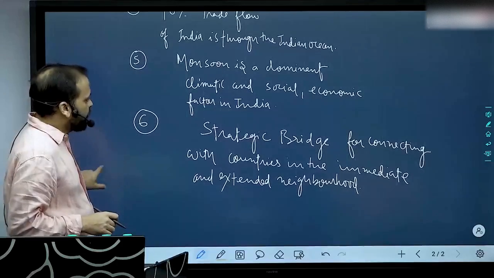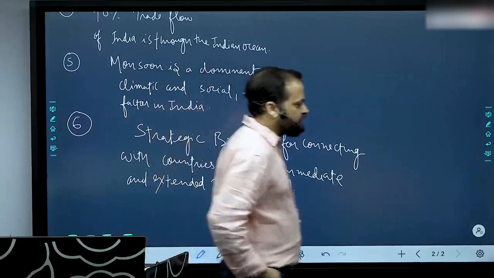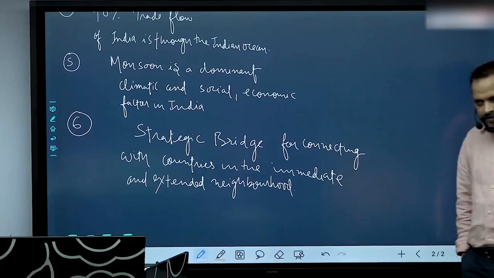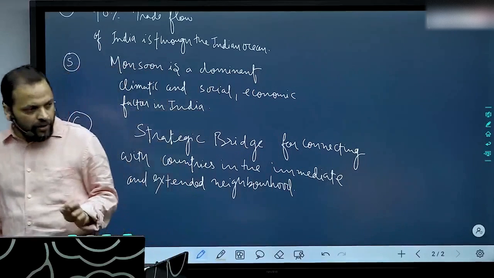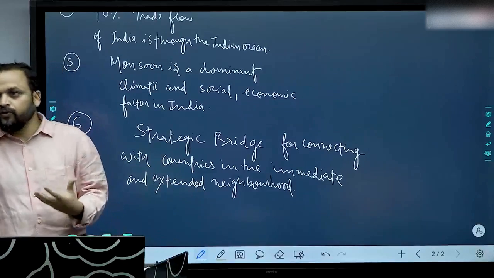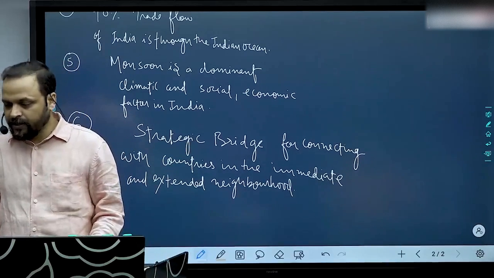So I hope these six points would be enough to give you a sense of what India's interests are in the Indian Ocean region. And these are nothing but, in simple terms, political and diplomatic interests. If you have countries in this region with whom you want cooperation, of course there would be an engagement process, there would be visits.